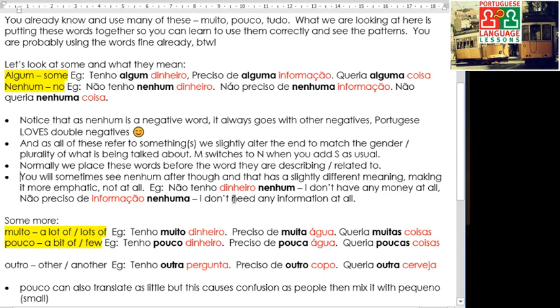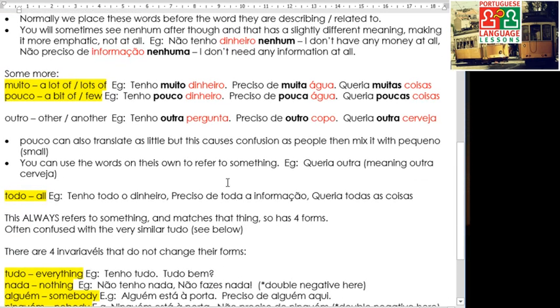Okay. Some more. These ones you must be familiar with. Muito, pouco, a lot of, lots of, a bit of, few. Tenho muito dinheiro. Preciso de muita água. Queria muitas coisas. It's got the nasal sound in the middle of that. Muito, muito. Pouco, a bit of, a few. Tenho pouco dinheiro. Preciso de pouca água. Queria poucas coisas. I have a little money, or I don't have much money. I need a little bit of water. I'd like a few things. Or I don't need many things.